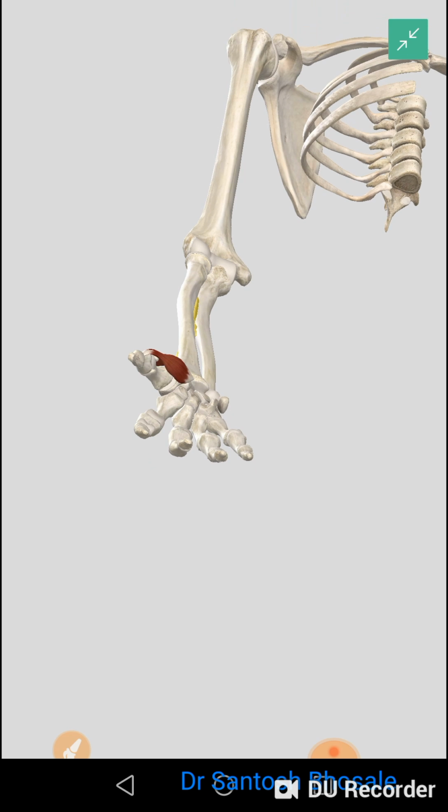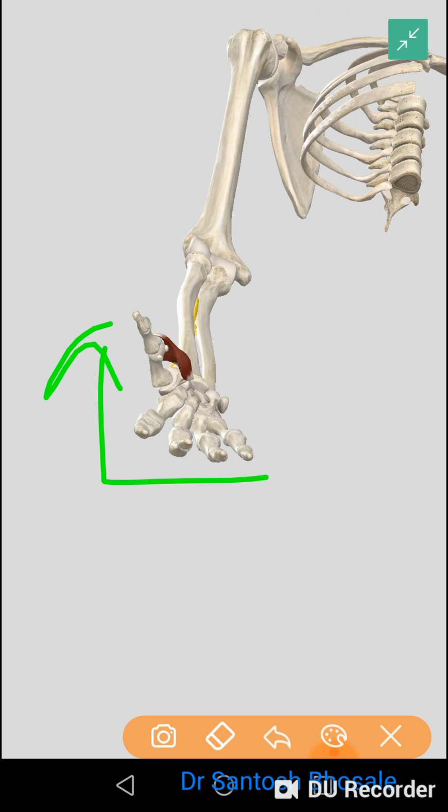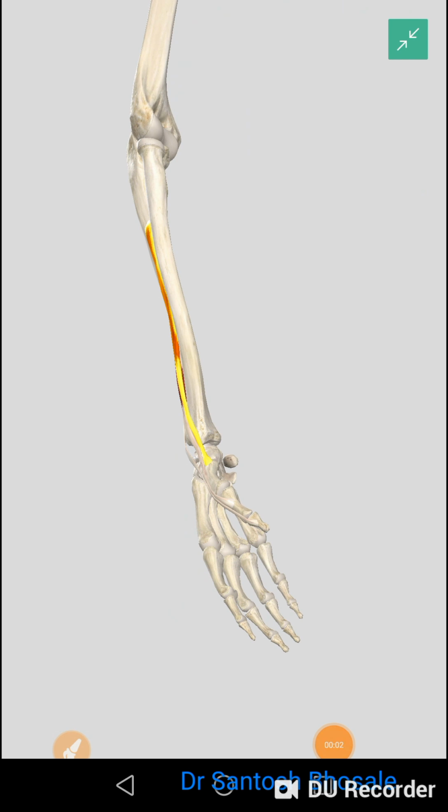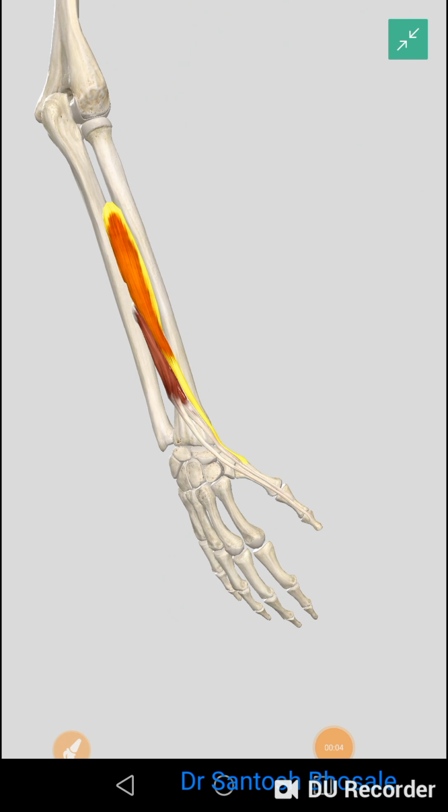I told you already during the thenar muscle discussion, the plane of the movement of the thumb is at right angle to the plane of the other four fingers. This is the action. So abductor pollicis longus, being an extensor muscle, also helps in the extension of the hand at the wrist joint. Now you can see it also helps in the extension of this thumb here, along with the extensor pollicis longus and extensor pollicis brevis.